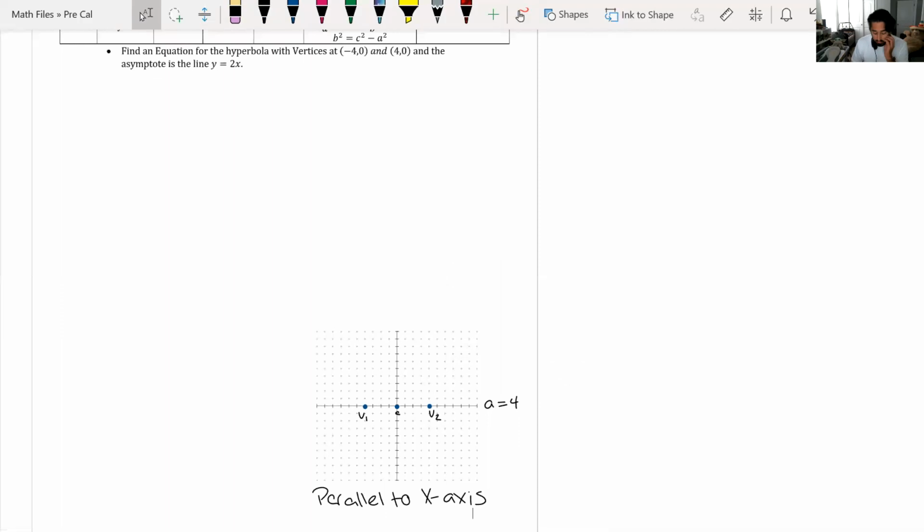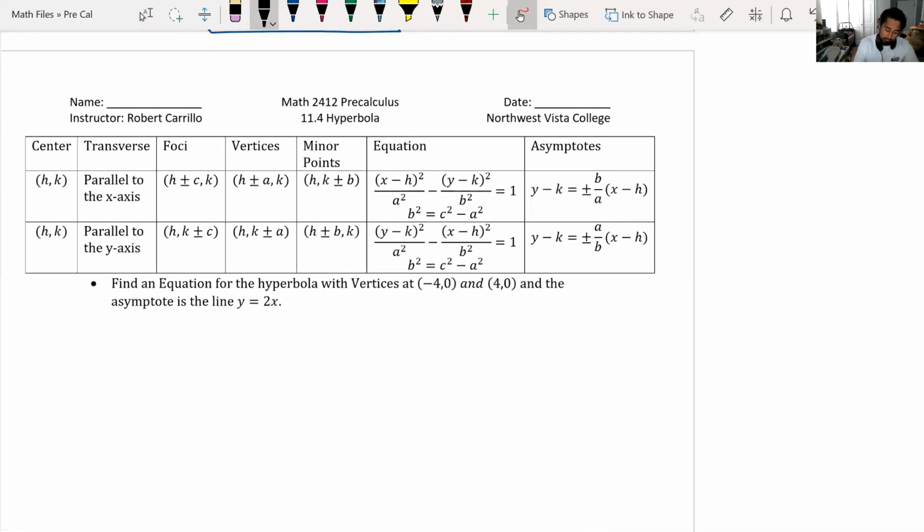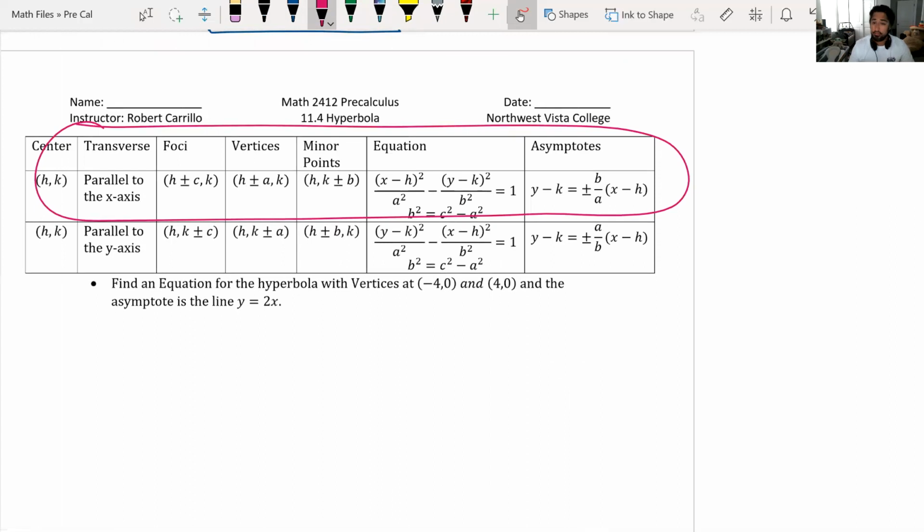All right. Well, we're not given much information other than that we have an asymptote at y equals 2x. So we have to figure out, what do we do with that important piece of information? Well, since we know we are parallel with the x-axis, we get to use all the information above. But more importantly, let's look at the asymptotes.